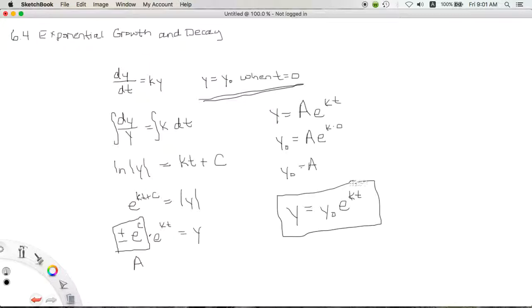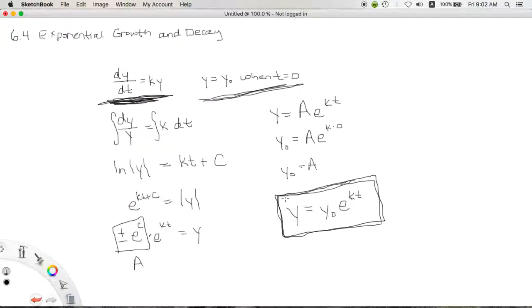So when we have exponential growth or decay, what that means is that the rate of change is proportional to the value of what we have. And that gives us this separation of variables, this differential equation. And when we have an initial value and the differential equation, we can solve and find that this is our exponential growth or decay problem, our formula, function.